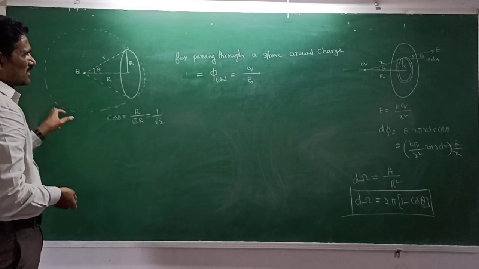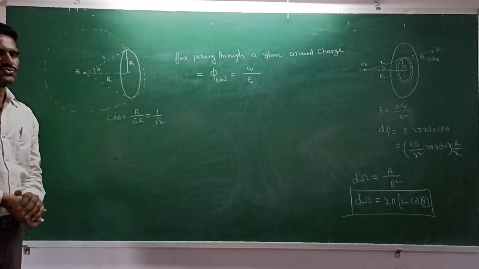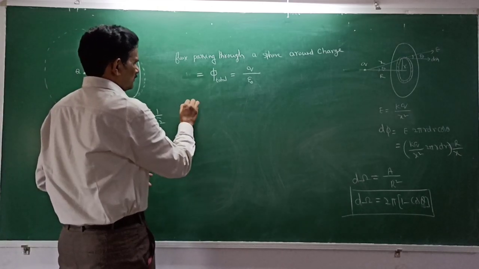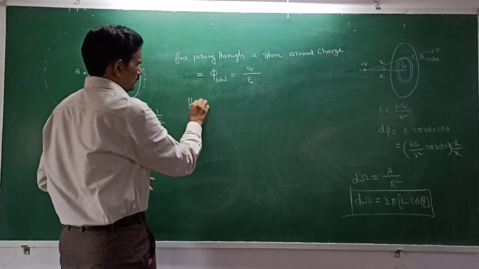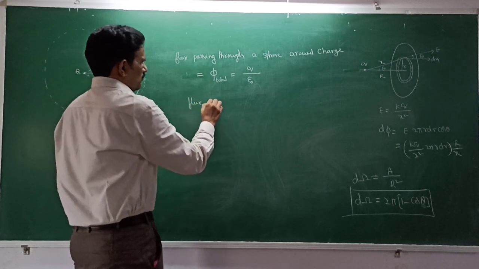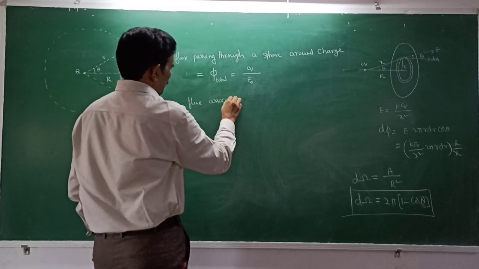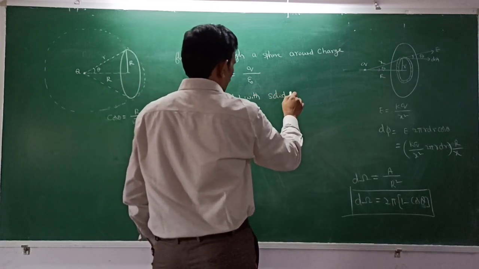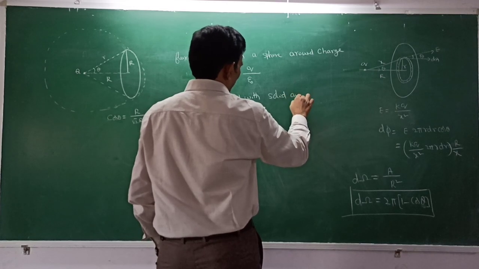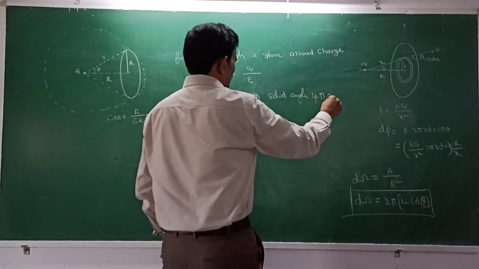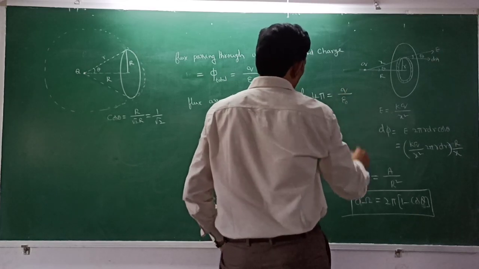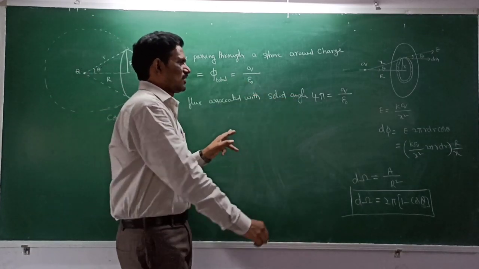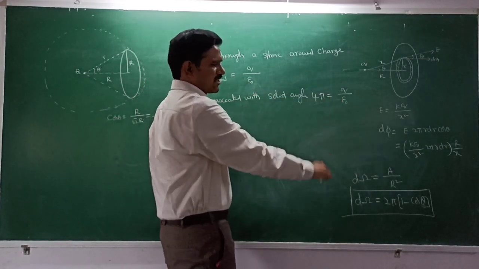So this will be a part of the cap actually. If I imagine a sphere like this, then the flux passing through that total sphere will be Q by epsilon naught, we can write. That means now I can write: flux associated with the solid angle 4 pi is equal to Q by epsilon naught, because it is a complete sphere. The flux passing through the complete sphere is associated with the solid angle of 4 pi, right?